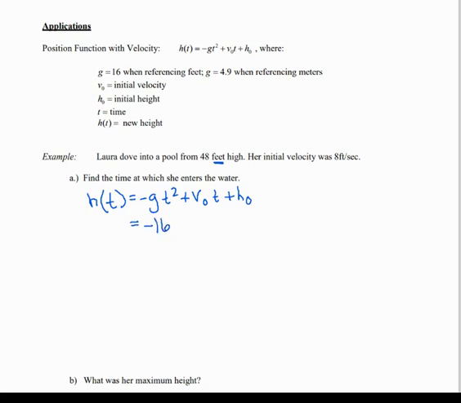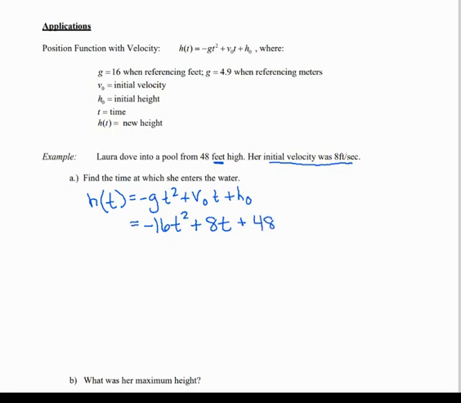We'll find the time. So I don't know time, so I'll leave t as is. So negative 16t squared plus v naught is our initial velocity. That initial velocity is 8 feet per second. Again, we don't know the time, so there's t. And then h naught is our initial height. And she dove into a pool from 48 feet.